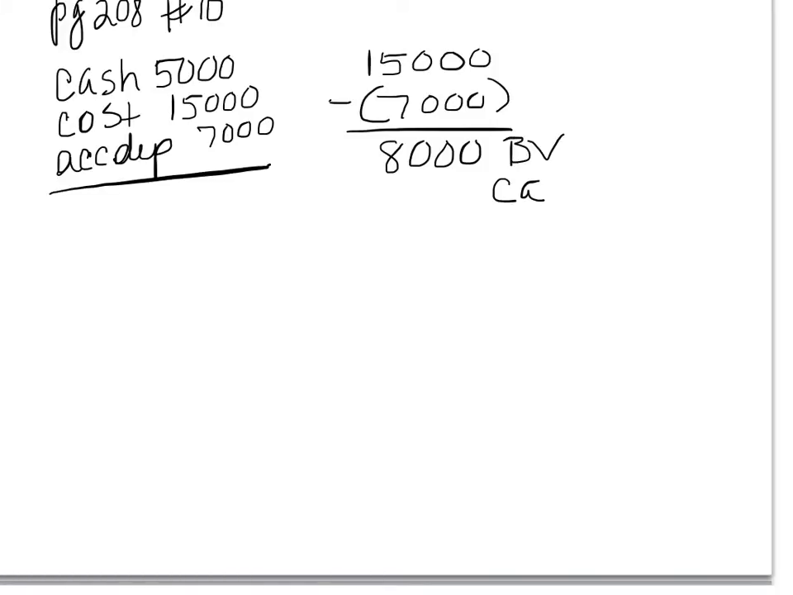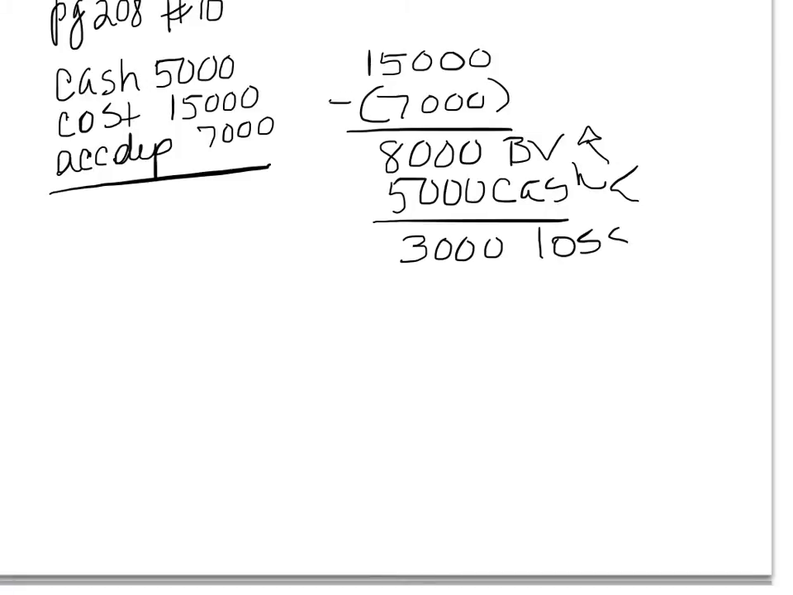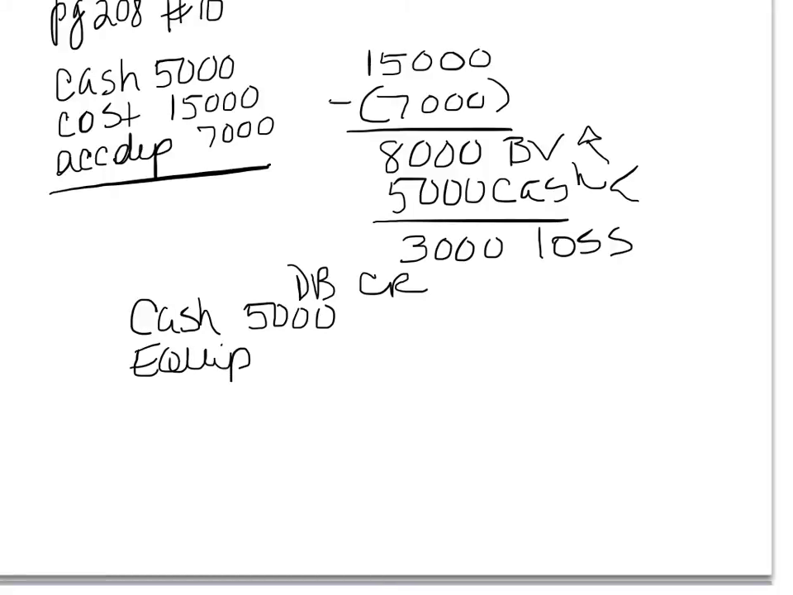We received cash of $5,000. So right here we see that the cash is less than the book value. That means we have a loss of $3,000. Once we determine that, we can then prepare the journal entry. The first thing we're going to do is take in the cash for a $5,000 debit. We then need to remove the equipment off our books because we no longer have it. That balance on our books was a $15,000 debit. So to remove it, or bring it to zero, we would credit that $15,000.